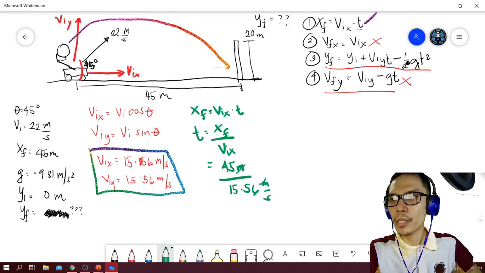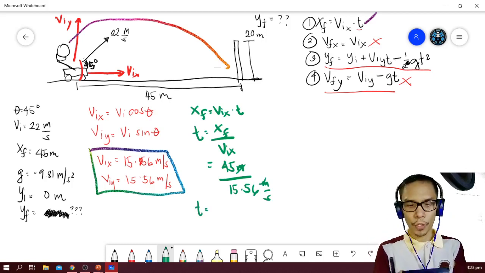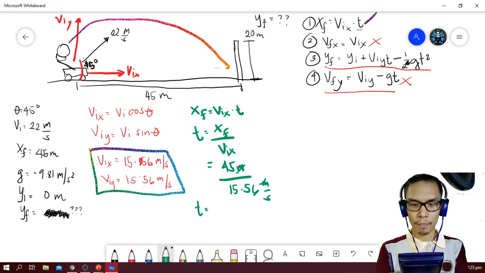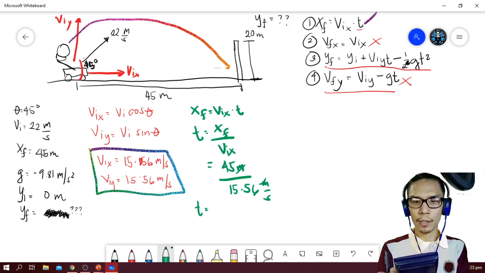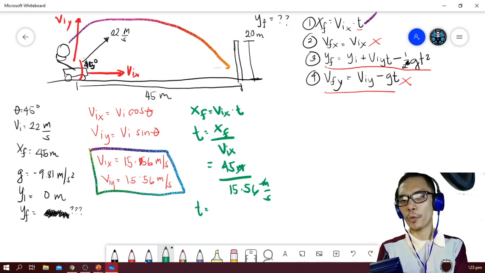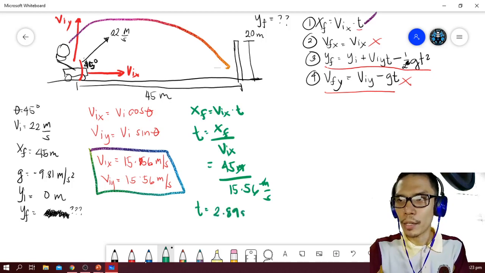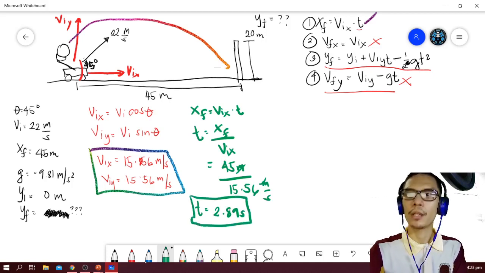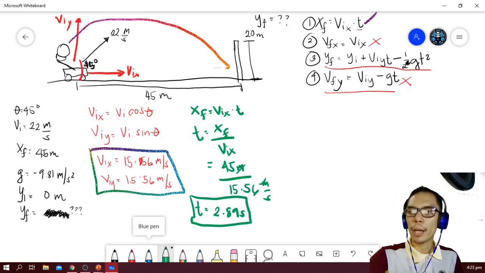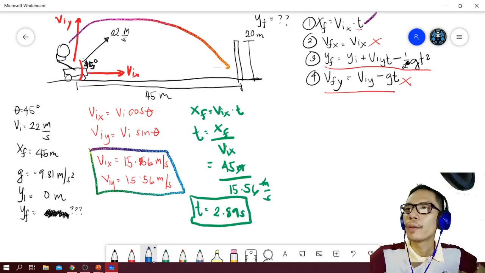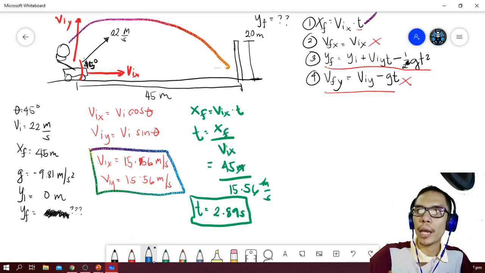The v sub ix is 15.56 meters per second. So cancel the meters. The time itself is 45 divided by 15.56, so that is 2.89. So the total time is 2.89 seconds. We will keep this one in a box. Next one. I'll use the blue one.